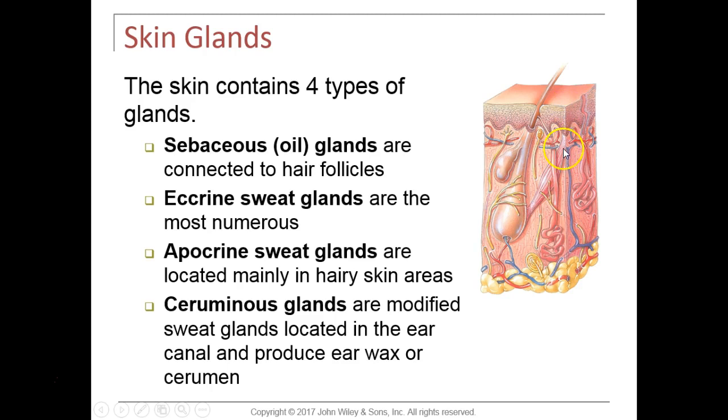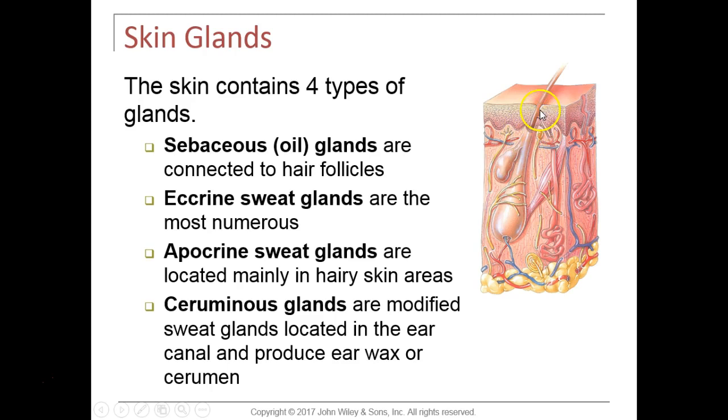The apocrine sweat glands are located in hairier places on the skin, like in your armpits, and on the face of bearded men, in the groin area, and in the areolar area of the mammary glands in the female reproductive system. So these apocrine sweat glands are actually involved in producing what we call a milky sweat or smelly sweat, because it's associated, you see this one right here is associated with this hair follicle right here, along with the secretion of the sebum onto the hair.